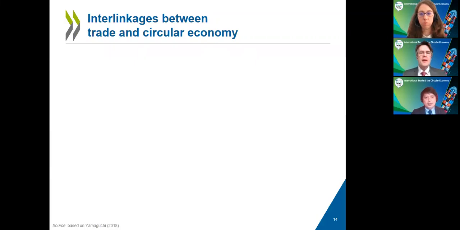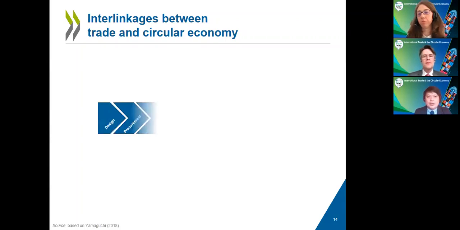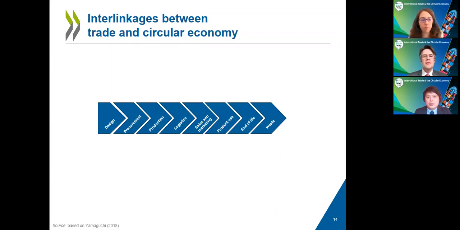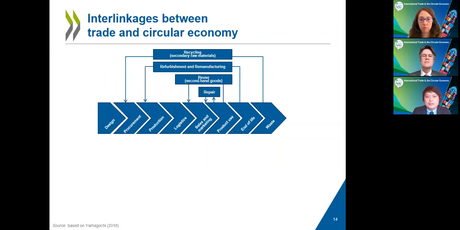So first, in this report, we look at the interlinkages between trade and circular economy. And we have a diagram here showing a linear economy where we produce, consume, and dispose products when they reach end of life. And the circular economy transition really tries to close, narrow, and extend these material loops in various ways. The easiest to understand is probably recycling. There are other ways, such as higher value loops, such as refurbishment and manufacturing, reuse and repair.